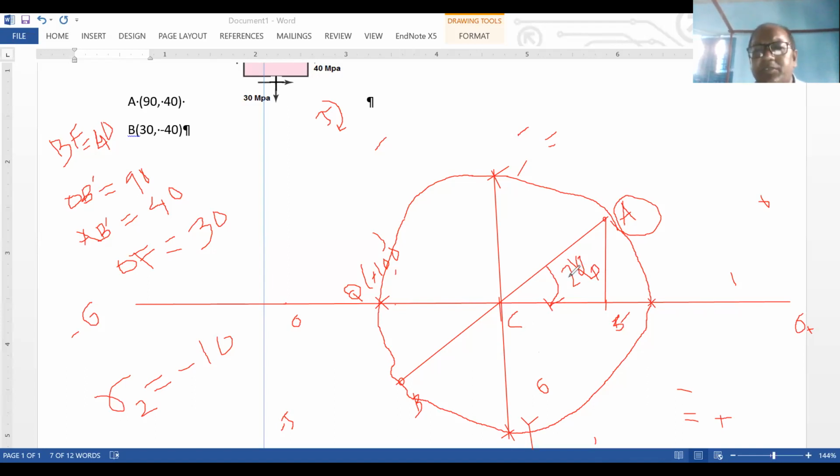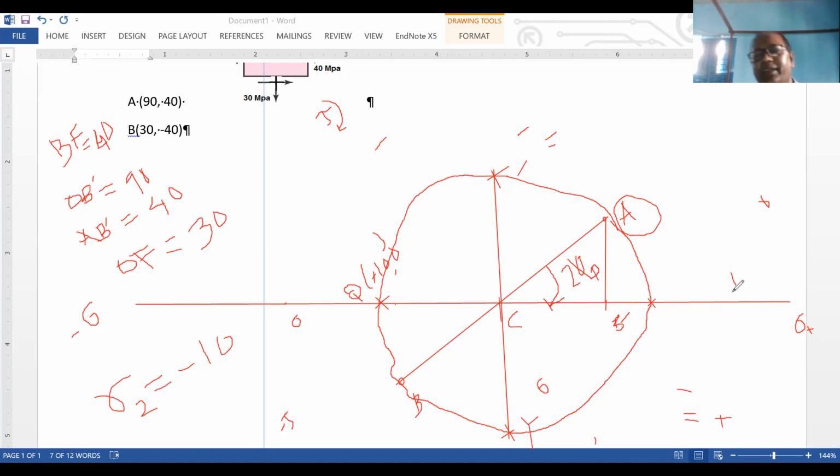Okay, thank you. So this is 2 phi p, because from point A, if you rotate clockwise, you will get the principal stress sigma 1. So this angle is the principal plane angle. Now we'll figure out tan 2 phi p equals AB prime divided by BC. So you have the angle.